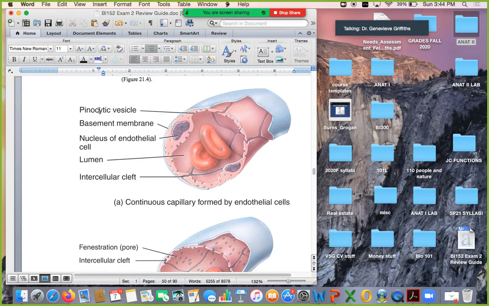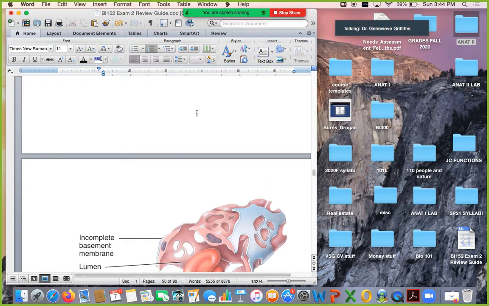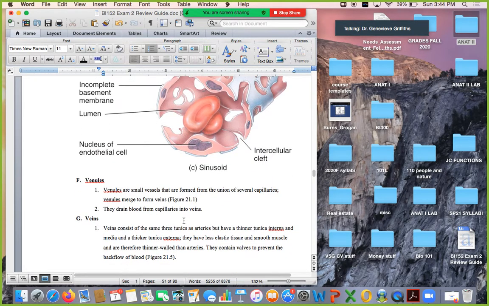We have pinocytosis, and we also have fenestrations here and sinusoids here. All of this is going to allow for leakage to occur, right? Then these capillaries are going to interact with venules. Venules are small veins. Multiple capillaries come together to form these venules. Multiple venules come together to form veins. And this is going to be a drainage of blood.